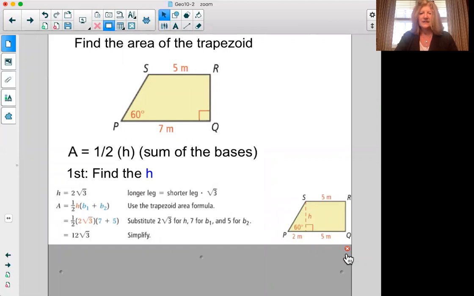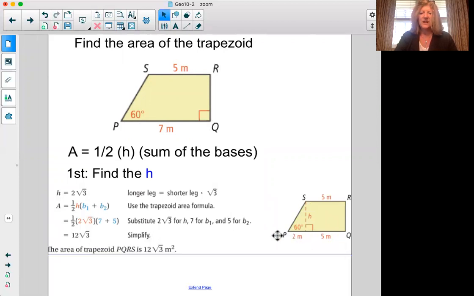And once I see that it's a little 30, 60, 90 triangle, and I know that this is 5 and this is 2, well, this little part that's 2 is across from the 30, so it's a shorty, so my height has to be 2 root 3. And then to get my hypotenuse would be double, would be 4. But nobody asked me for it. I'm just saying. So then here's one base, and here's the second base, and here's the height.